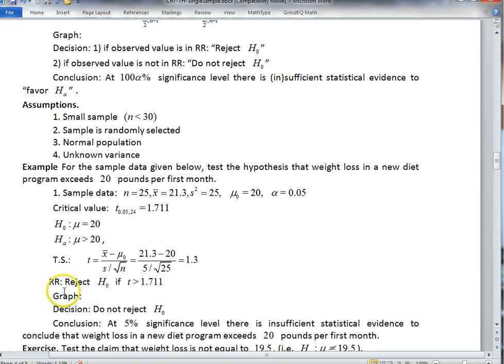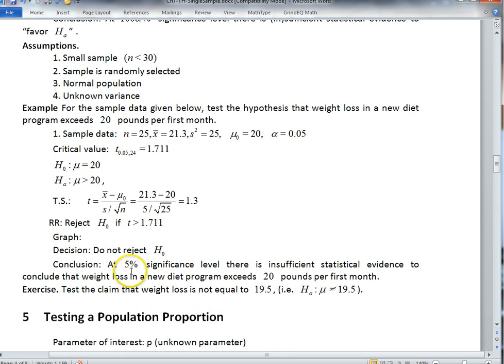So my rule says reject H0 if t is larger than 1.711, but it's not, so I do not reject. I have the same situation as before, and then I conclude at 5% significance level there is insufficient statistical evidence to conclude that the weight loss in the new diet program exceeds 20 pounds for the first month. Now I want you to do this. Test the claim mu is not equal to 19.5. What would happen if it's not equal?